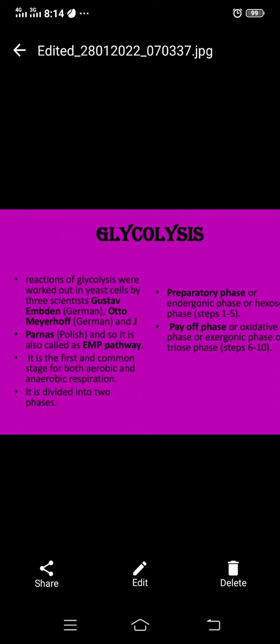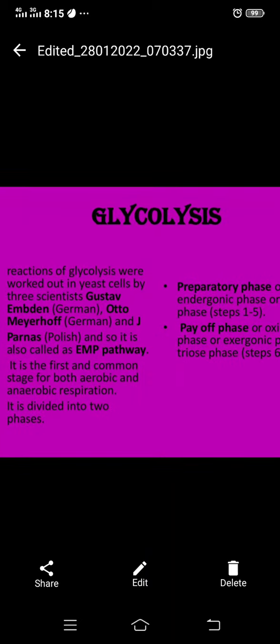glycolysis. These reactions were worked out by three scientists, Embden, Otto Meyerhof and Parnas, in the yeast cell, so it was called the EMP pathway. EMP was taken from the first letters of all three scientists: Embden, Meyerhof, Parnas.